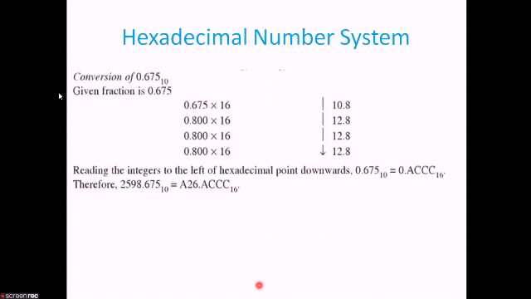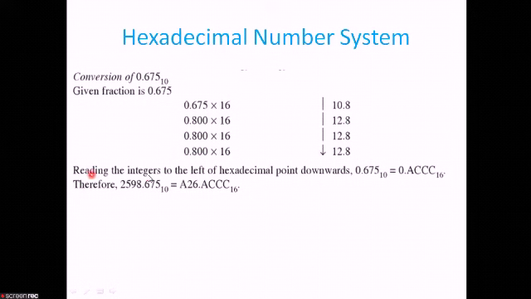Next is the conversion of the fractional part. It is 0.675 to the base 10. So the given fraction is 0.675. Just multiply 0.675 into 16. The answer is 10.8. So now multiply 0.8 into 16. The answer is 12.8. Similarly, go on doing it. This is 0.8 into 16. Again, it is coming 12.8. Again, it is 0.8 into 16. It is 12.8. If you go on doing it like this, it will go on the same. So just stop at 3 decimal places.